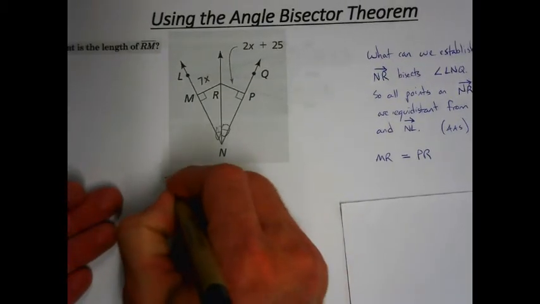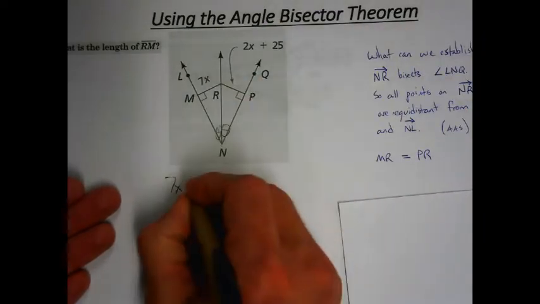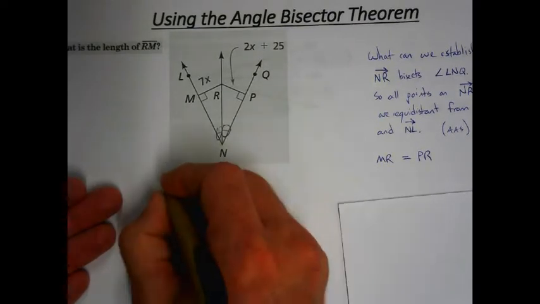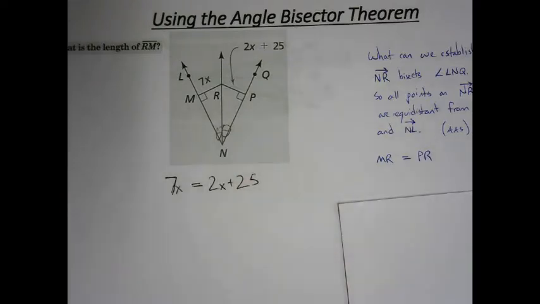So in this case we know NR bisects the angle, which means that MR and PR are the same, right? We can totally establish that. And why can we establish that? Because it's an angle bisector. Why is it an angle bisector?